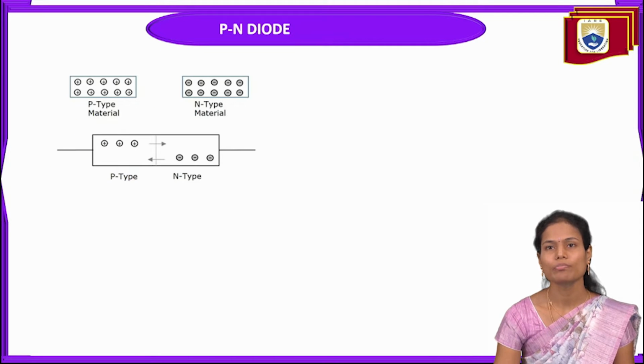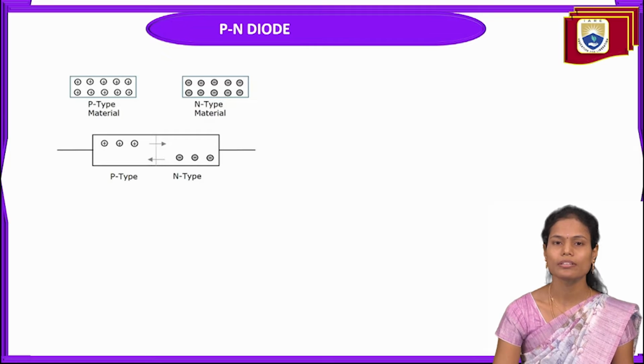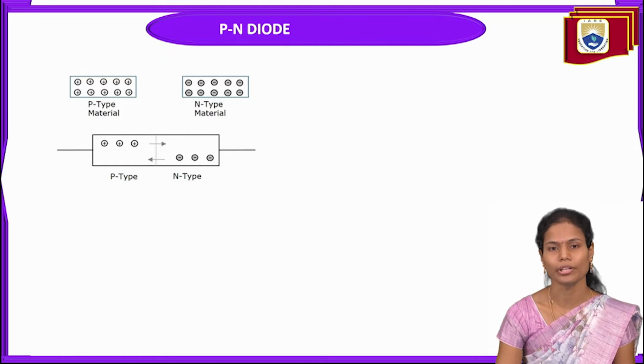So before going to the different static and dynamic resistances of the diode, first of all we have to know the function of the diode. Then only will we be able to estimate the values of both the resistances of the diode. In order to design the PN junction diode, we require two types of materials. One is the P type semiconductor material and the other is the N type semiconductor material.